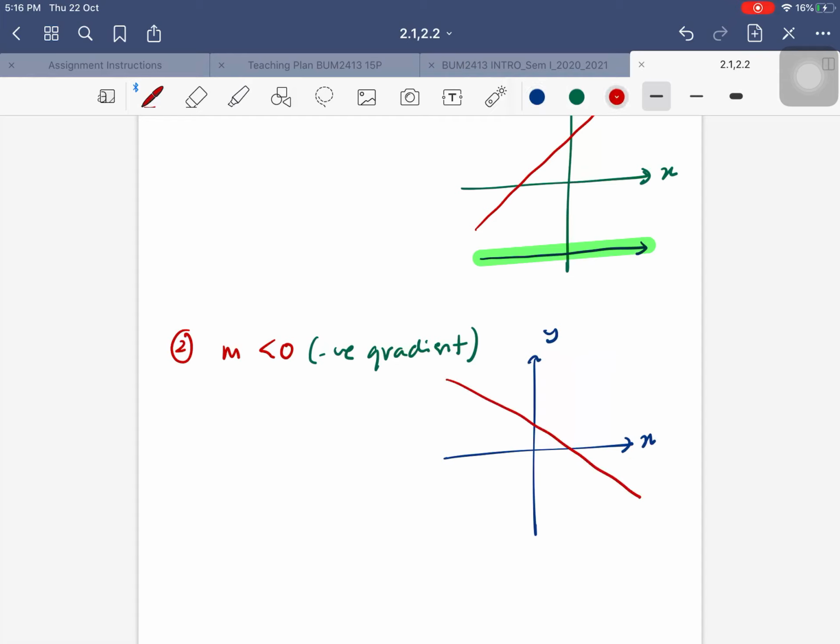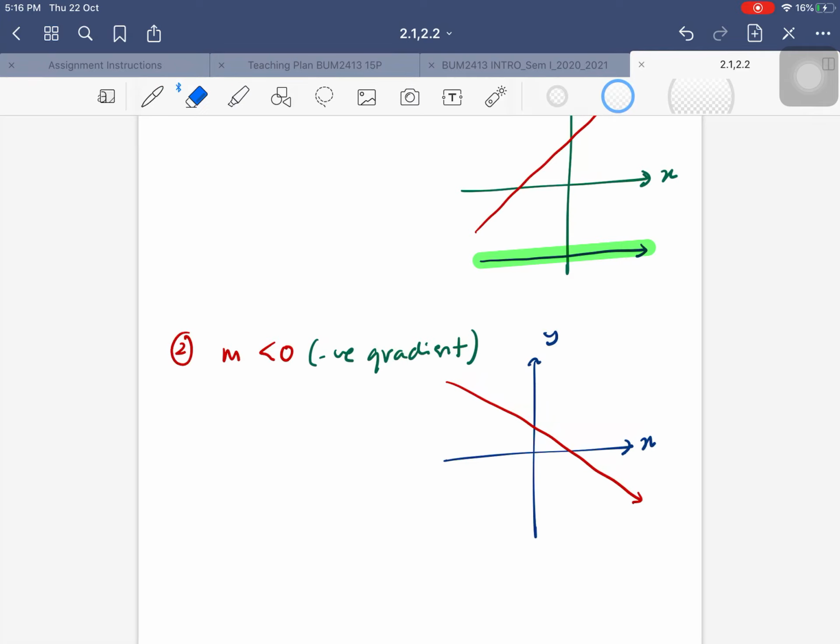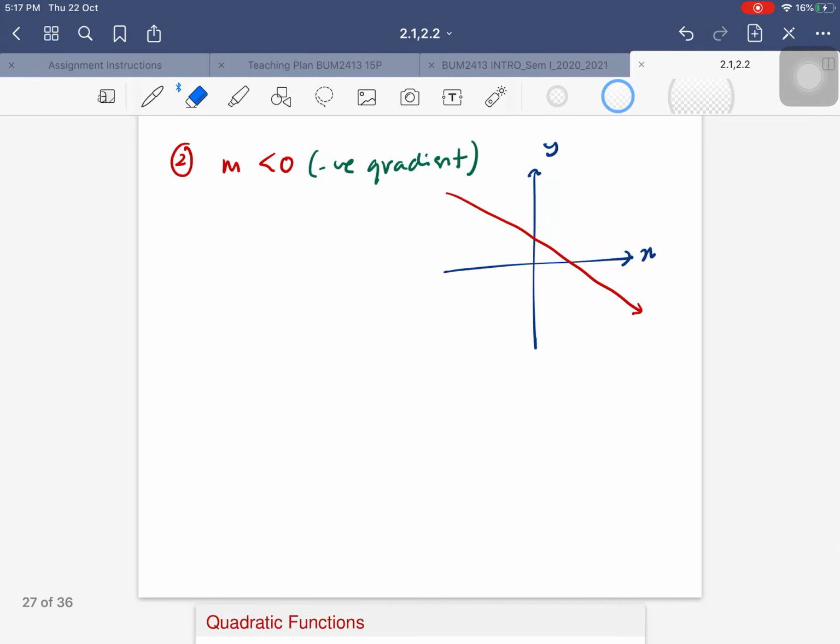And what happens is that if I go down that way, as the value of x increases, my graph is actually going down. So that is a hint to you that this graph has a negative gradient.